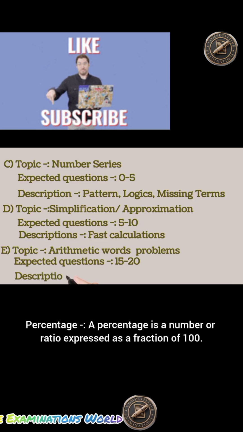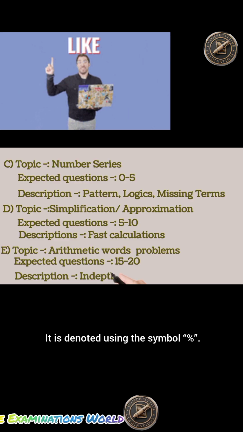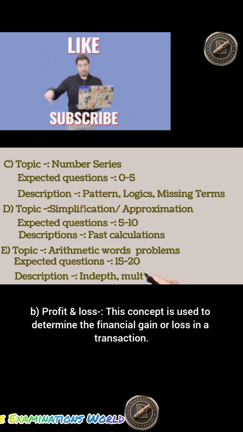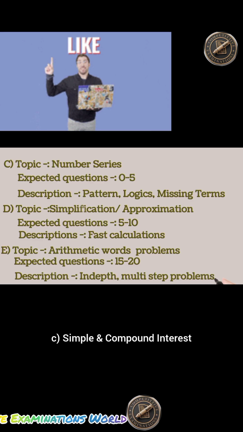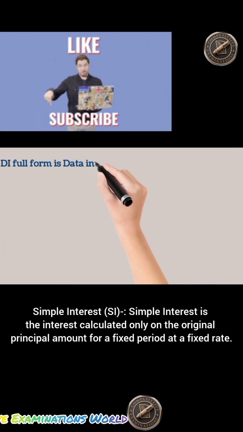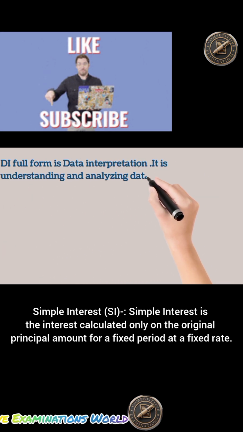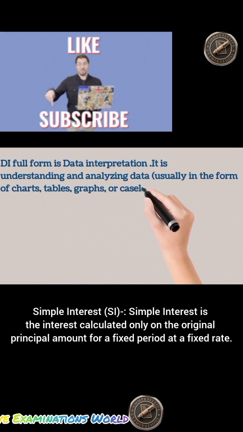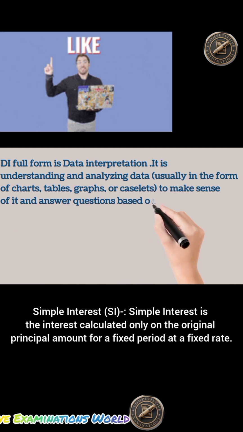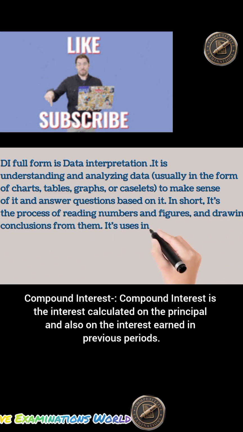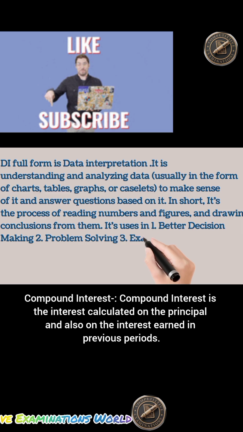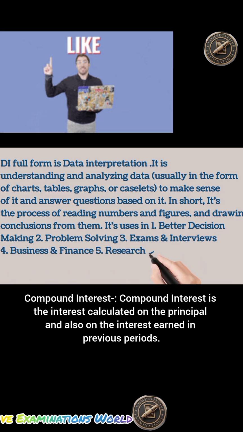Percentage. A percentage is a number or ratio expressed as a fraction of 100. It is denoted using the symbol %. Profit and loss. This concept is used to determine the financial gain or loss in a transaction. C. Simple and compound interest. Simple interest is the interest calculated only on the original principal amount for a fixed period at a fixed rate. Compound interest is the interest calculated on the principal and also on the interest earned in previous periods.